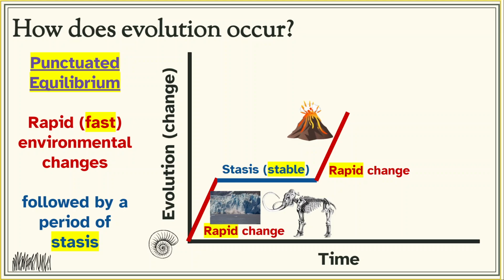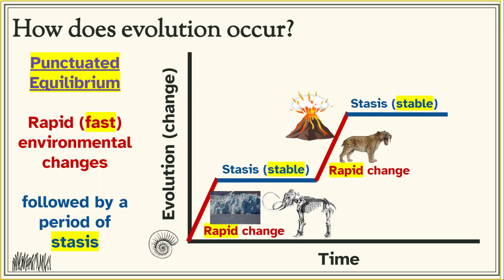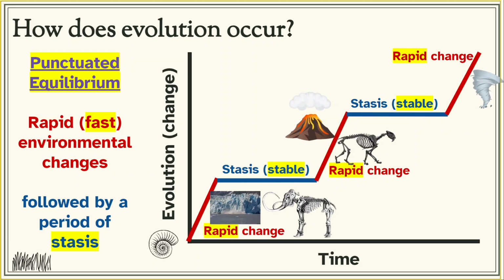Then we have a rapid change. There's a volcano. The mammoth dies. Our saber-toothed tiger comes along. That saber-toothed tiger lives for thousands of years. It lives in its perfect environment. Suddenly, there's a tornado. It kills all of our saber-toothed tigers. That's a rapid change. And then our great sloth comes around. It lives again in stasis, in stable change. So punctuated equilibrium, you see that graph going up, straight, up, straight.